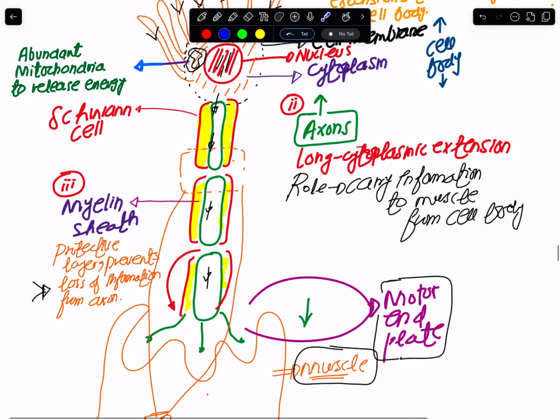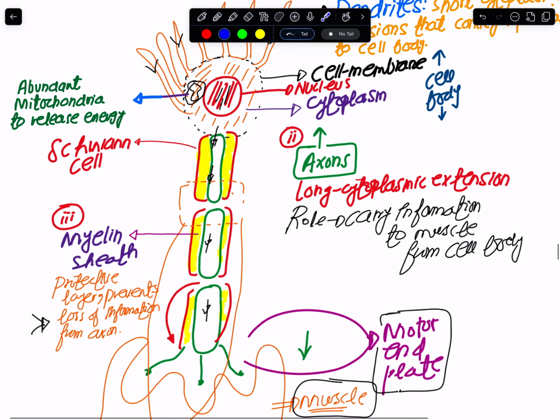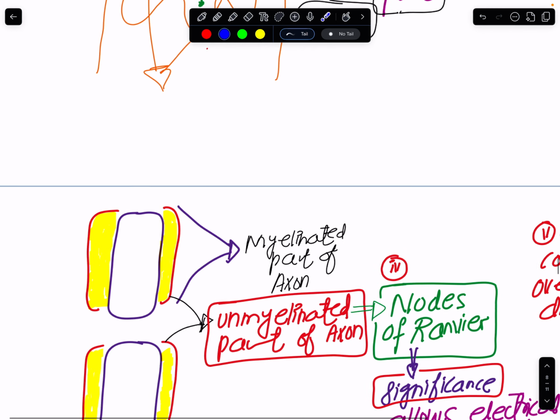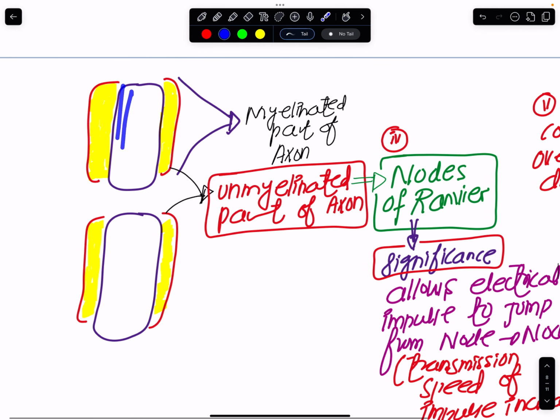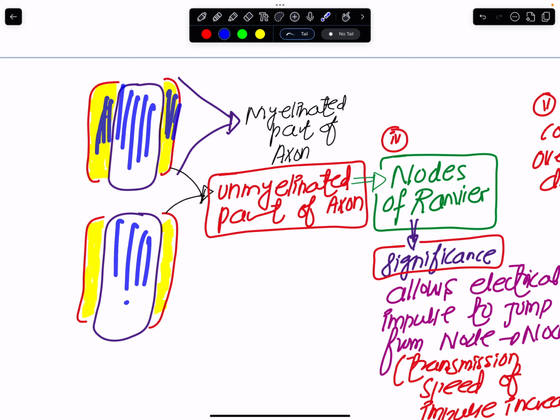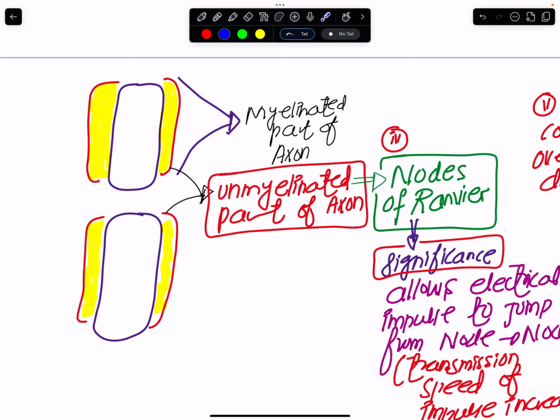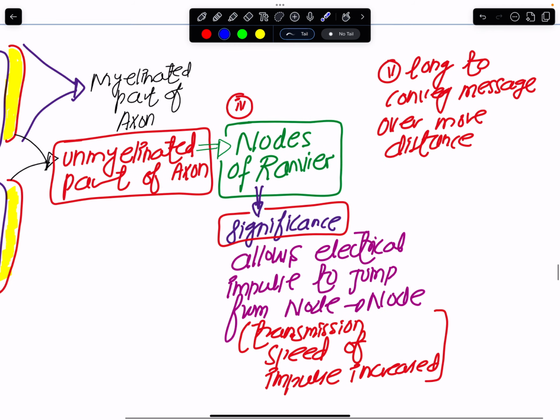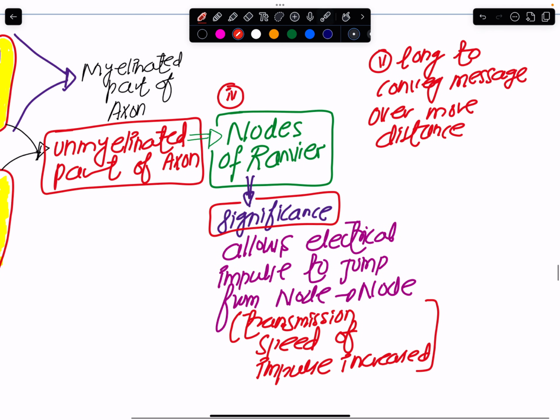Now, a while ago I mentioned the nodes of Ranvier. So let us see what the situation actually is. This part of the axon is protected by the myelin sheath. This part of the axon again is protected by the myelin sheath. But in between them, we have some part where no myelin sheath is available. So this unmyelinated part of the axon of the motor neuron is referred to as the nodes of Ranvier.